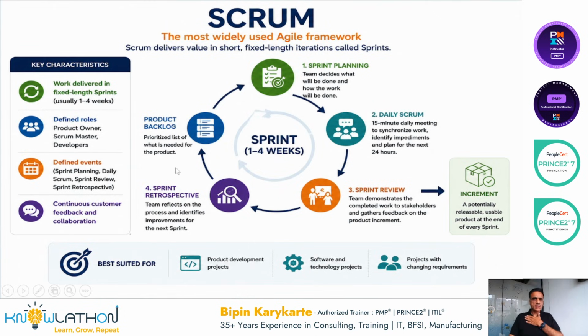And the product backlog is typically scope. In our traditional project methodology, we call it scope. So basically a prioritized list of what is needed for the product. Okay, what features, functionalities, etc. will be there in the product. So basically scope, right? So Scrum is best suited for product development projects.